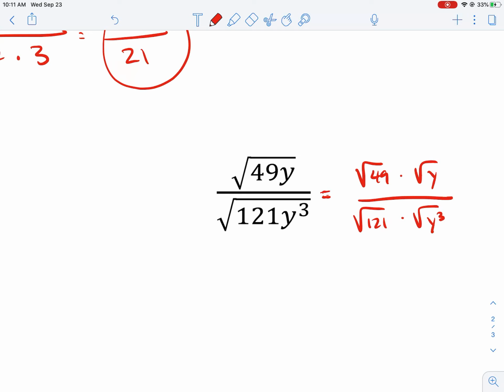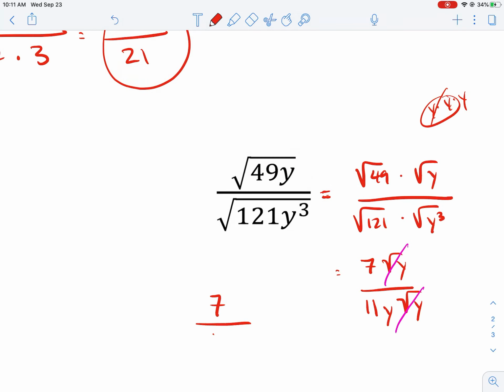So the square root of 49 is just 7, square root of y. Square root of 121 is just 11. Now, if you recall, we've got three y's underneath that radical, so y cubed. You've got one pair, so we're going to bring one out, and one gets left behind. And look at this, we've got square root of y over square root of y. Those can cancel out. And our answer is 7y over 11.